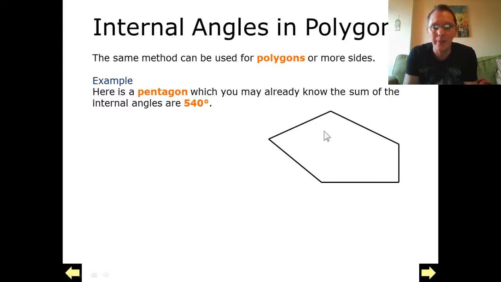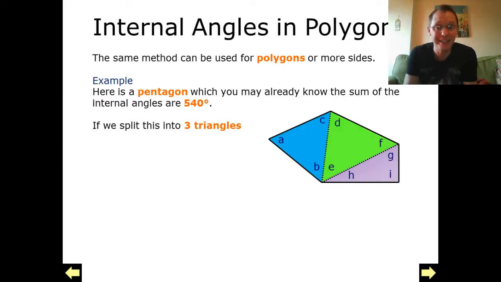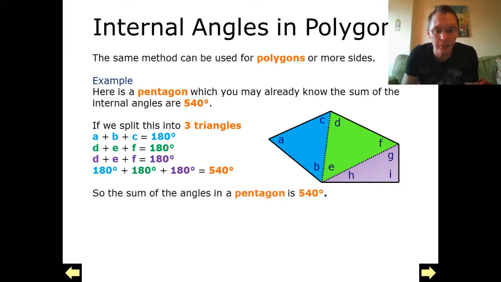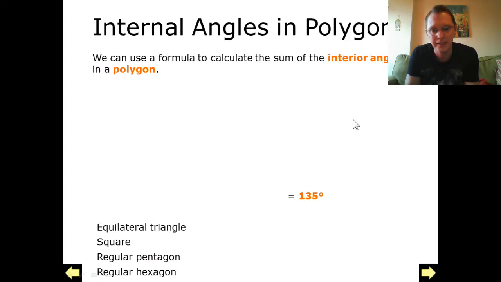So here we've got a pentagon. Now, the sum of the internal angles is 540 degrees. We can prove this by splitting it into three triangles. So the easiest way that I do this, I pick one point and then I draw lines out to the corners until I can't do it anymore to create triangles, but I only do it from one single point. So each one of these triangles is 180 degrees. Multiplying that by 3, that tells me that the sum of the angles in this pentagon, five-sided shape, has got to be 540 degrees.